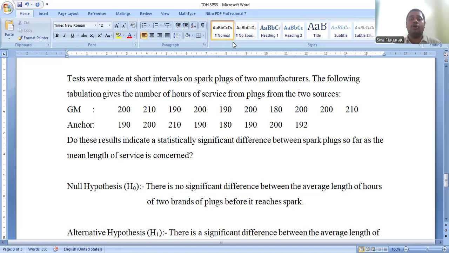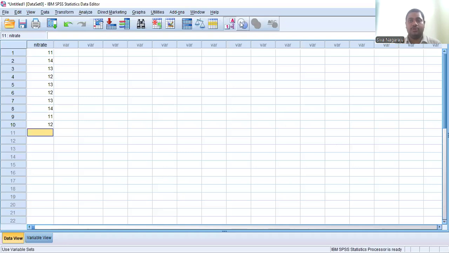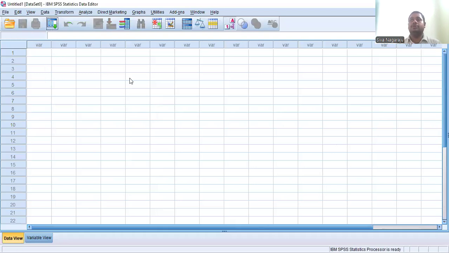Now we need to open the SPSS window. Let me take up the SPSS window, guys. I hope you can see. Once again, I'm taking another window. Yeah, the new window has been opened. Whenever it opens, this is called the data editor window. Under the data editor window, you have two views. One is the data view, another one is the variable view. First of all, we have to describe our variables. Then we enter the data into the form.